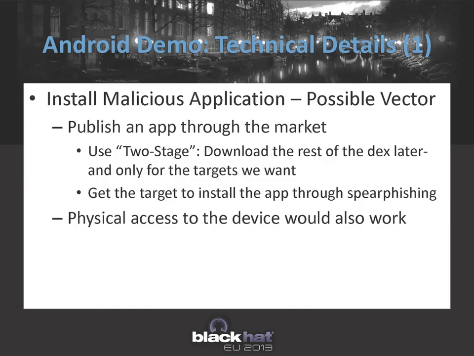So how would such a thing work inside your network, against your current network organization? Installing the malicious application, like we said, can be done through a number of methods. The first one is through an innocent-looking application in the market, using a two-stage approach to download the malicious part later on. And then you can get the user to install the malicious part through spear phishing.